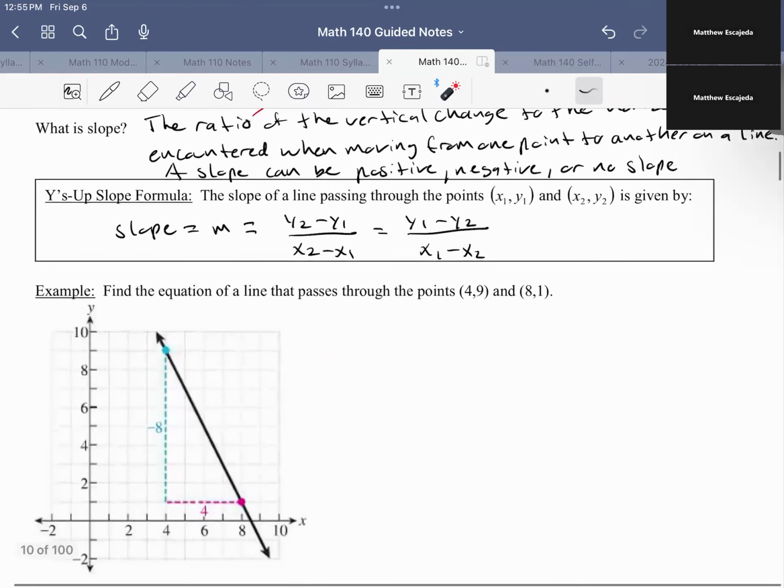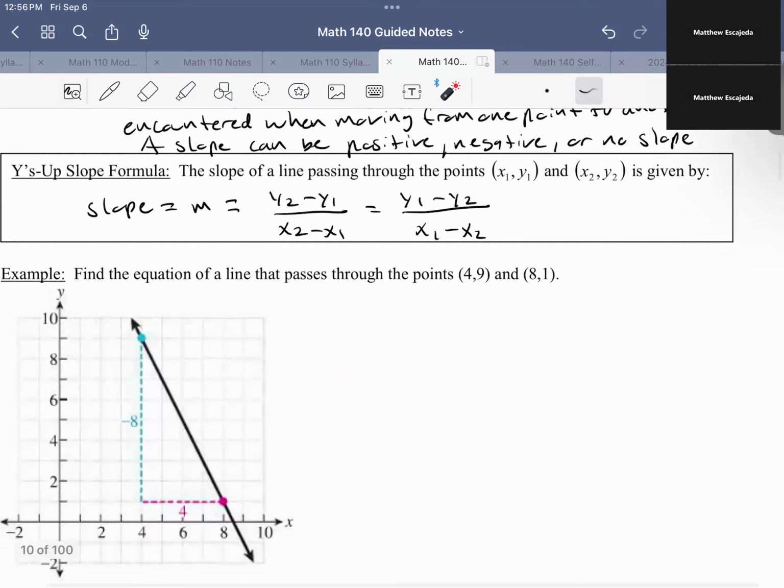Now, let's try an example. Find the slope of a line that passes through the points (4, 9) and (8, 1). Whenever you try to find slope in the beginning stages, it's easier to denote what your x1, y1, x2, y2 would be. So let's say this is (x1, y1) and this is (x2, y2). The problem says find the equation, but this should just be slope, a little typo there. Let's just find the slope.